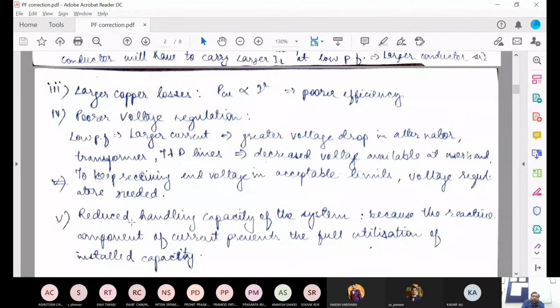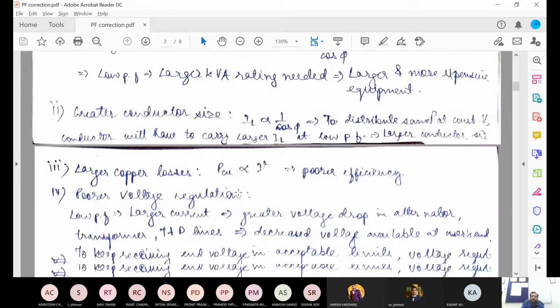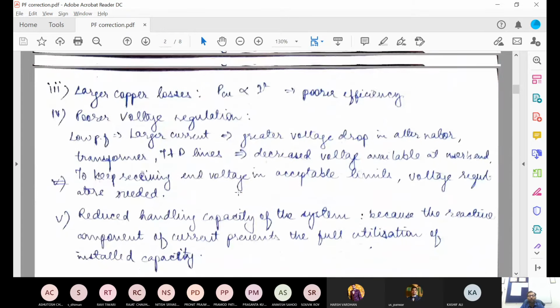And finally, reduced handling capacity of the system. As we discussed, the reactive component of the current also occupies some of the current carrying capacity of the circuit. So it prevents the full utilization of the installed capacity. The kVA rating is fixed, but out of that something is going to the reactive power. So the more the chunk going to the reactive power component, the actual power which you can deliver, the real or active power, will be reduced. So the handling capacity of the system is reduced. These are some basic concepts and some disadvantages of having a poor or low power factor.